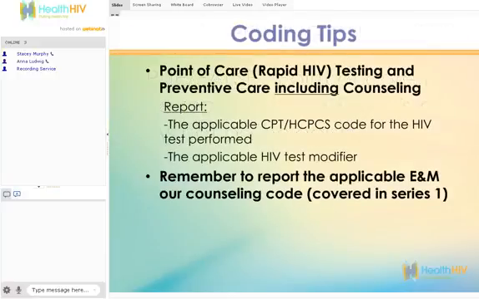So some coding tips: point of care rapid HIV testing, and preventive care, including counseling. In terms of the rapid test, you would select the CPT or the HCPCS code based on the methodology. So whether it's an antigen or an antibody would determine which one of the codes you select, and based on whether or not your insurance carriers want you to report the CPT code or the HCPCS code.